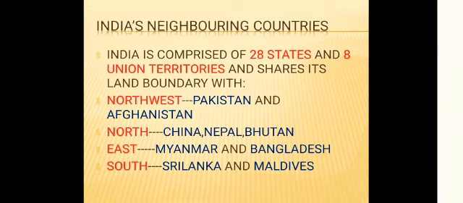Now children, coming to India's neighboring countries, you all know that India is comprised of 28 states and 8 union territories, and India shares its land boundary with Pakistan and Afghanistan from the northwest, China, Nepal, Bhutan from the north, Myanmar and Bangladesh from the east, whereas Sri Lanka and Maldives are the southern island neighbors.